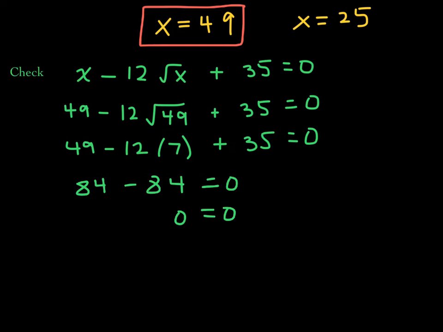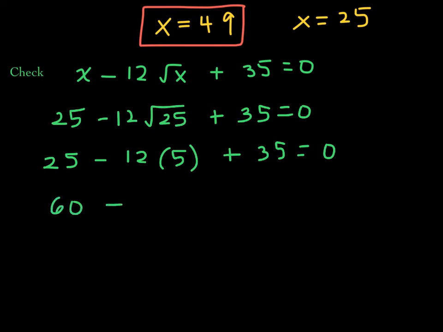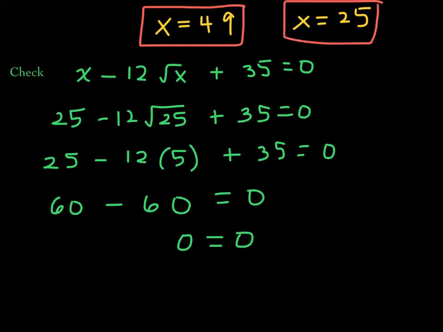Now let's check 25. Substituting 25 in the original equation gives me 25 minus 12 times 5 plus 35 is equal to 0. Now 25 plus 35 is 60. 12 times 5 is also 60. So this indeed works. 25 also satisfies my equation. And so I have two solutions, 49 and 25.